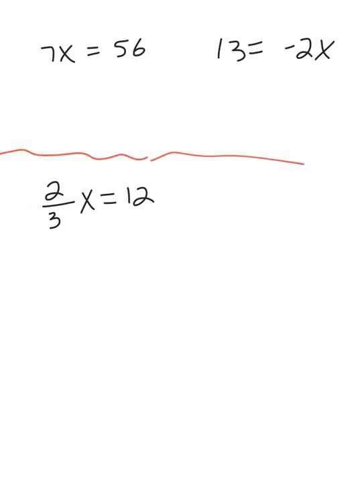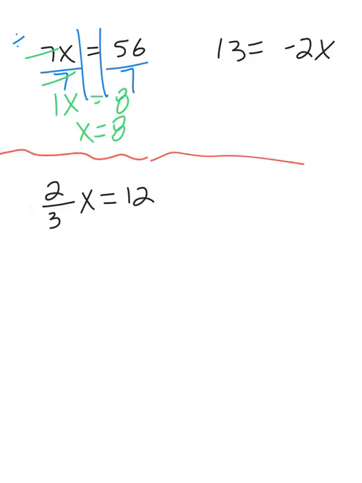Over here we have some multiplication problems. So this one at the top is 7x equals 56. It's a multiplication problem. We're going to solve it by dividing. I use the fraction bar instead of this division sign because it's just going to make things easier down the road. 7 divided by 7. These cancel out because 7 divided by 7 is 1. 1x equals 8. X equals 8.